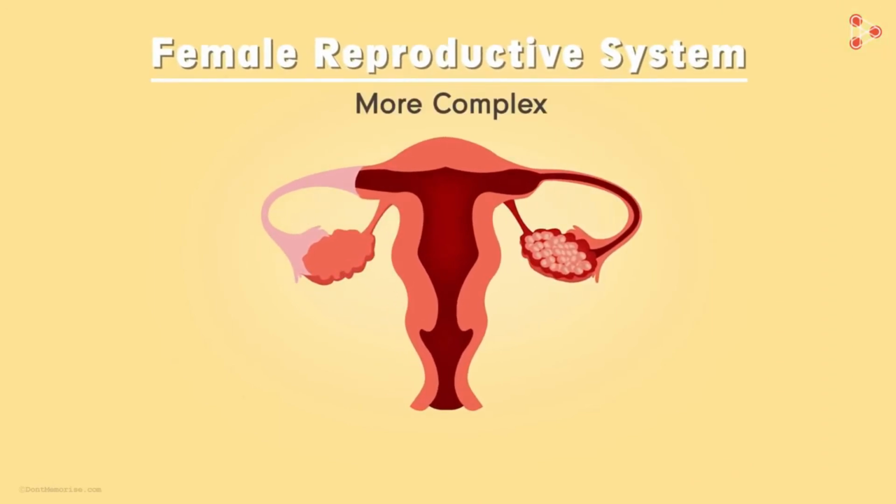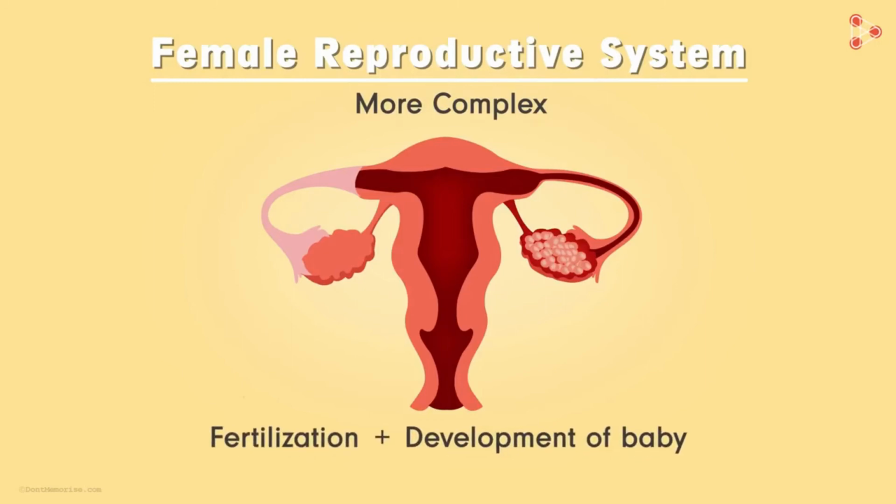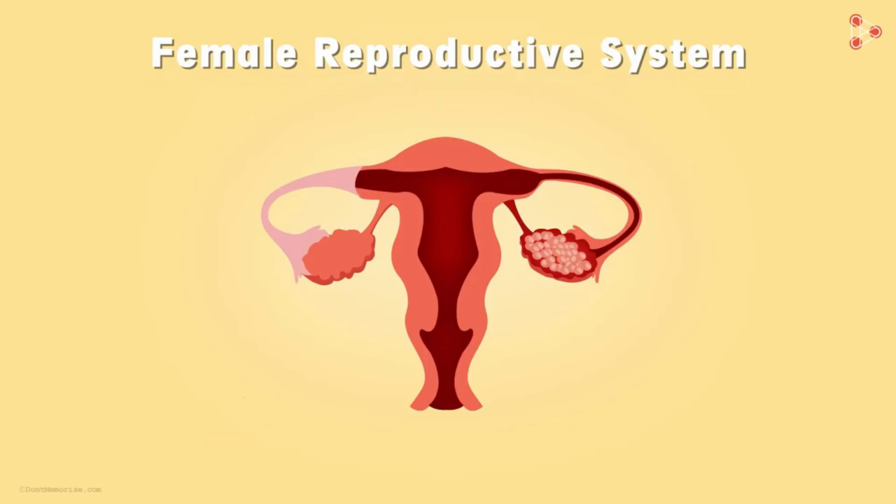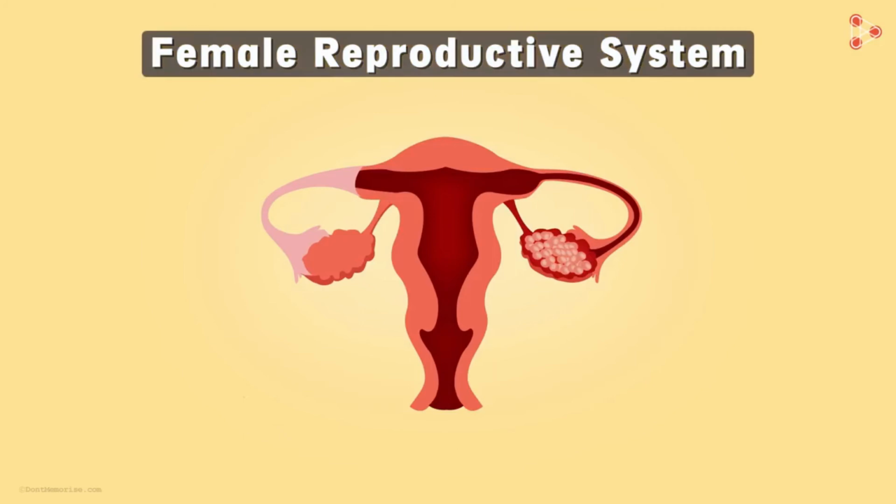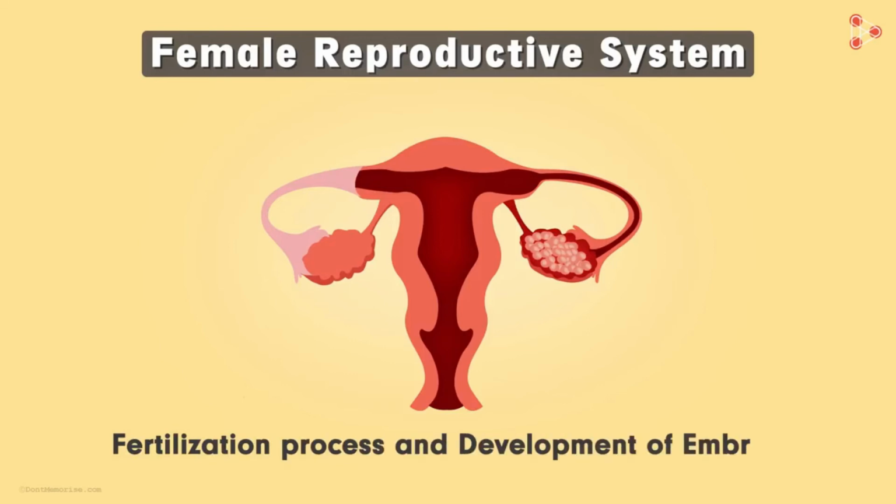The system is designed for the complete process of fertilization as well as the growth and the development of the baby. That is the reason why it is slightly more complicated compared to the male reproductive system. This was just an overview of how the female reproductive system is. We would get to know how every organ in this system works efficiently when we understand the process of fertilization and the development process of the embryo in detail. For that, you need to watch our next video.